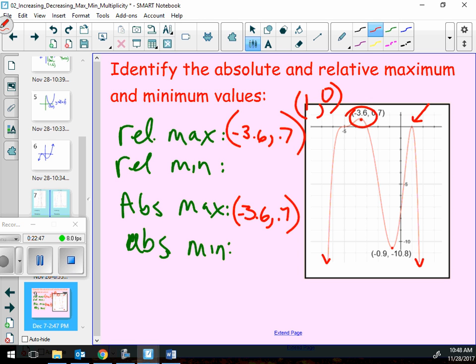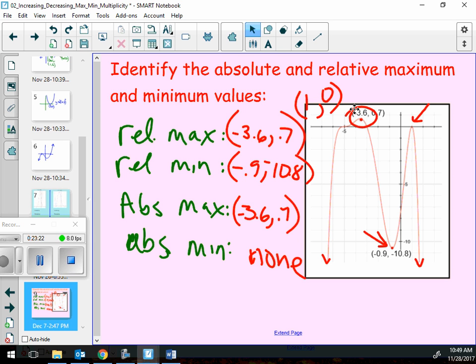All right. Next, this spot here. Is it important? Yeah, it's important. Is it the lowest of them all? No. But it's a relative min. And is there an absolute min? No, there is not. There is no lowest spot. You would say none. And I know somebody's going to ask me, could I say negative infinity? But that's not a point. It's a concept. Is that what you were going to say? Okay. All right. Let's move on.